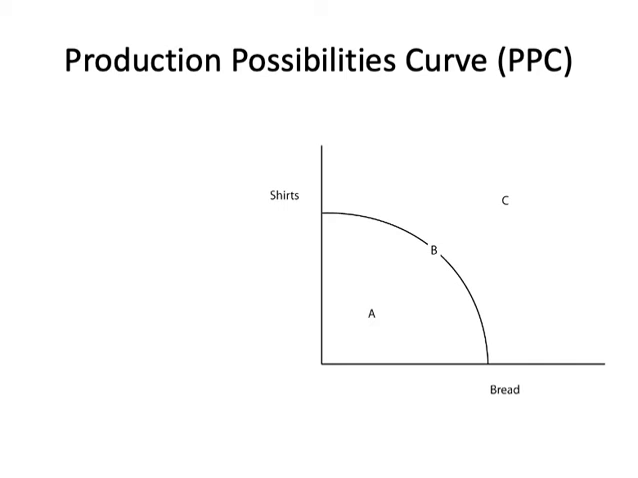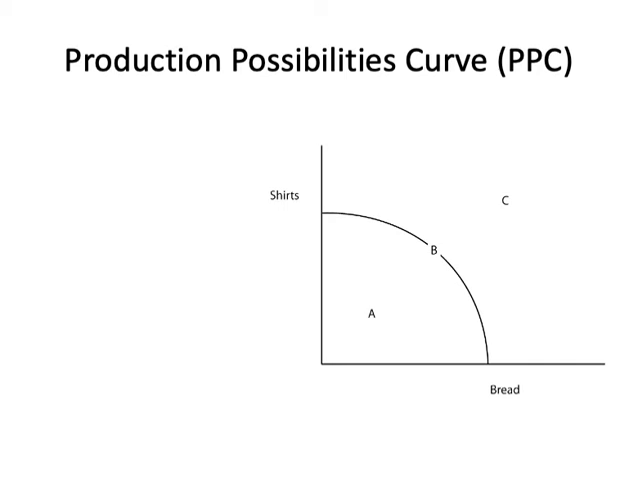And so our scenario is we can produce both shirts and bread. Those are our two products. Remember, we said there are only two products in this scenario. And so conveniently, we have two axes. The x-axis where bread is and the y-axis where shirts are.